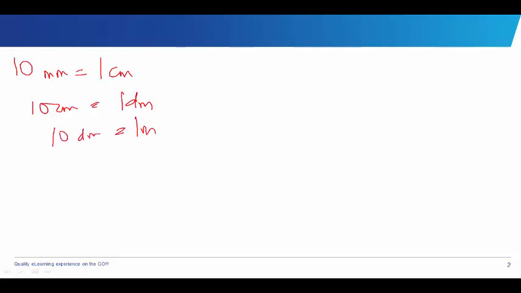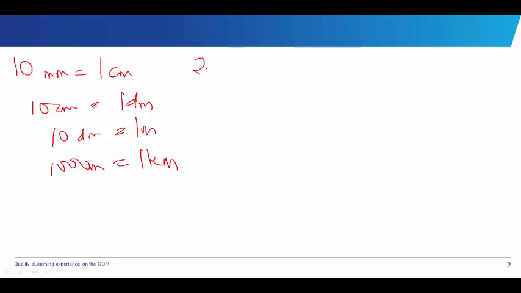Now let's go to our conversion, our SI units. We already know this poem. 10 millimeters make 1 centimeter, 10 centimeters make 1 decimeter, 10 decimeters make 1 meter, 1000 meters make 1 kilometer. Now let's recite it again. 10 millimeters make 1 centimeter, 10 centimeters make 1 decimeter, 10 decimeters make 1 meter, 1000 meters make 1 kilometer.